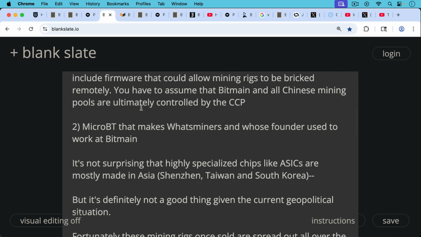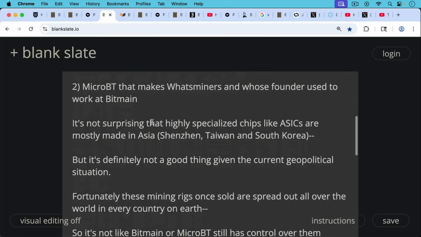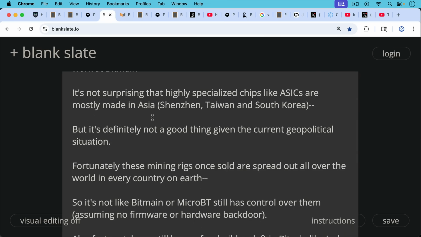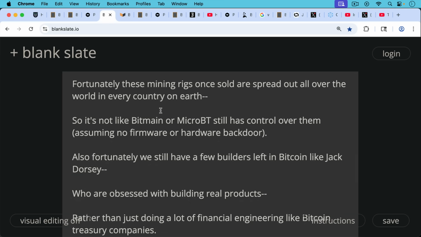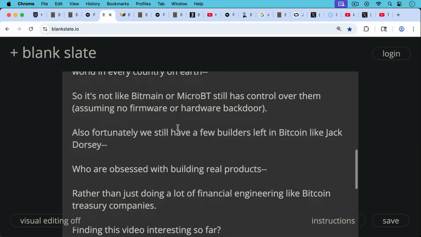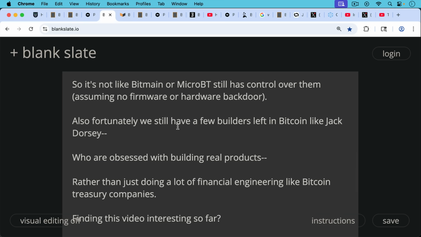It's not surprising that highly specialized chips like ASICs are mostly made in Asia, in Shenzhen, in Taiwan, and South Korea. But it's definitely not a good thing given the current geopolitical situation. Now, fortunately, these mining rigs, once sold, are spread out all over the world in every country on Earth. So it's not like Bitmain or MicroBT still has control over them, assuming no firmware or hardware backdoor. And people are obviously always looking for these, so we'd probably be able to spot them, but you never know for sure. Also, fortunately, we still have a few builders left in Bitcoin, like Jack Dorsey, for example, who are obsessed with building real-world products rather than just doing a lot of financial engineering, like Bitcoin treasury companies, for example.